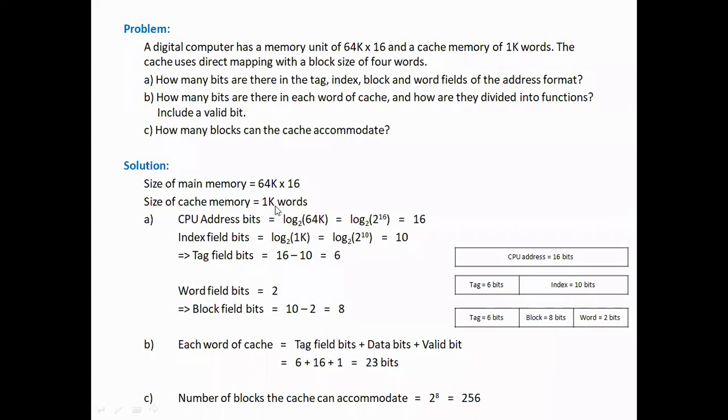Since there are 1k words in cache, how many bits are required to address 1k things? To address 1k things, we require 10 bits, which can also be found through this formula, log. So log of 1k to the base 2 is 10. So for this cache of size 1k, we need 10 bits, which automatically means the index field is of 10 bits. Since the index is of 10 bits, the tag automatically can be calculated as 6 bits, because the total address is 16 bits. So the tag will be 16 minus 10, 6 bits.